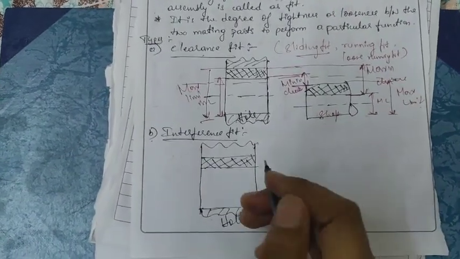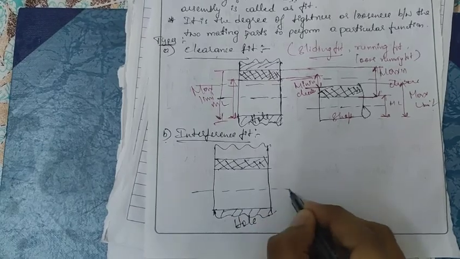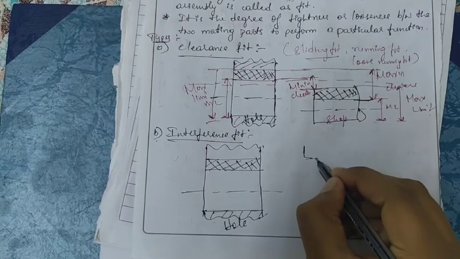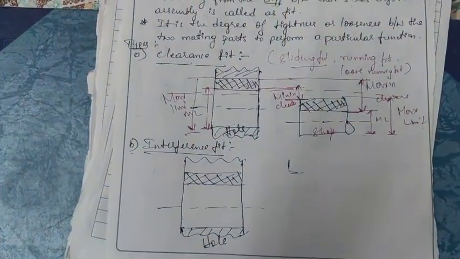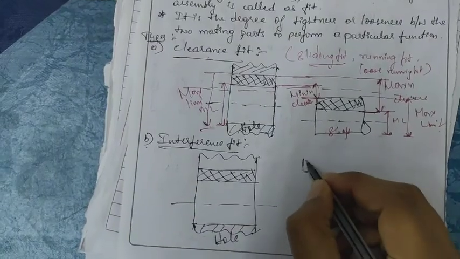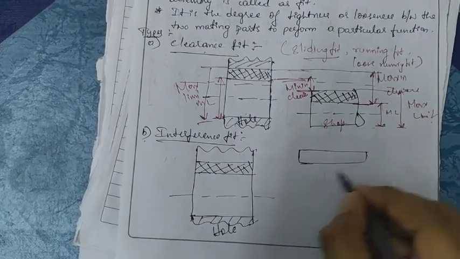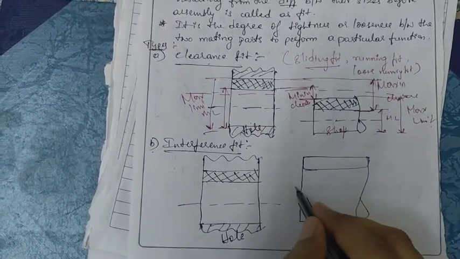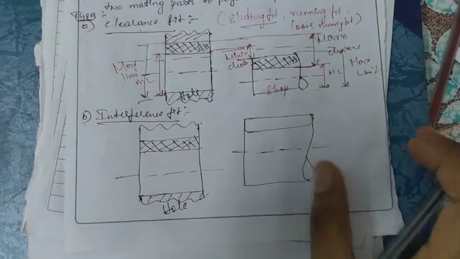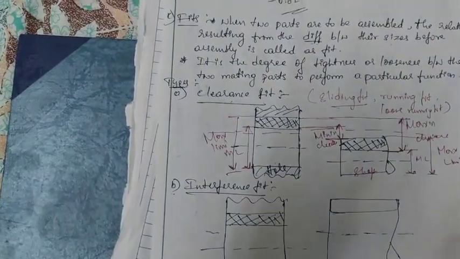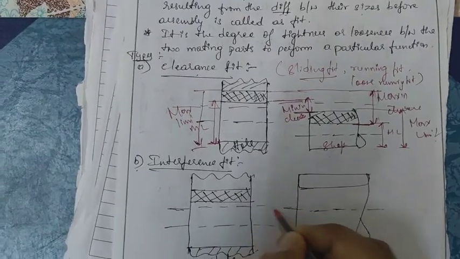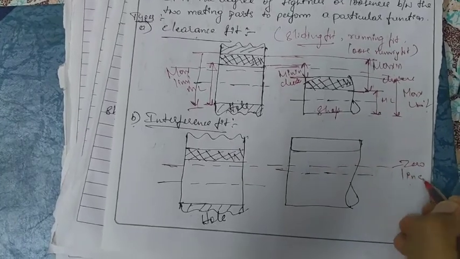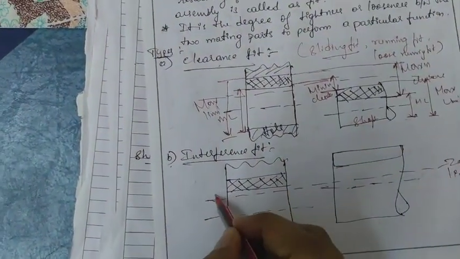This is the hole. This is the center of the hole. This is the center of the shaft. So this is the main line, a common line for both the hole and the shaft. That is the zero line, not basic line, sorry, this is the zero line. Okay, here you have understood what this is.